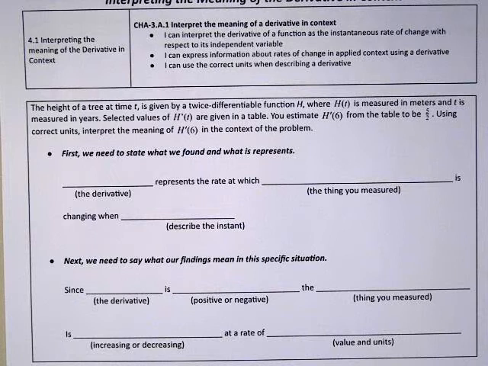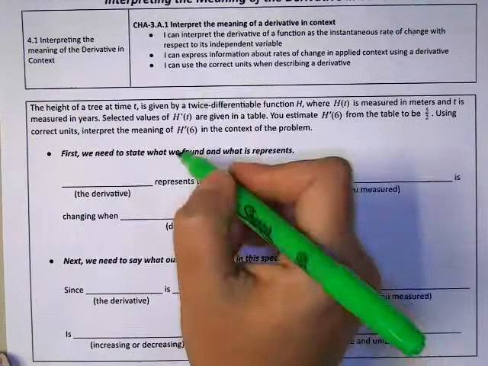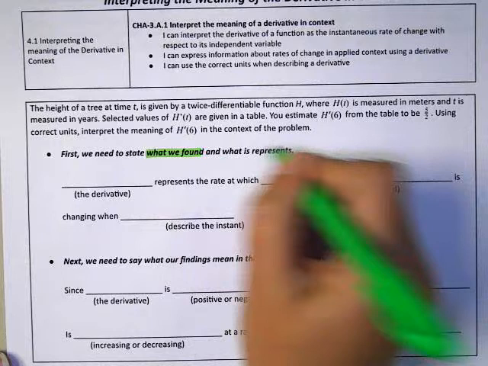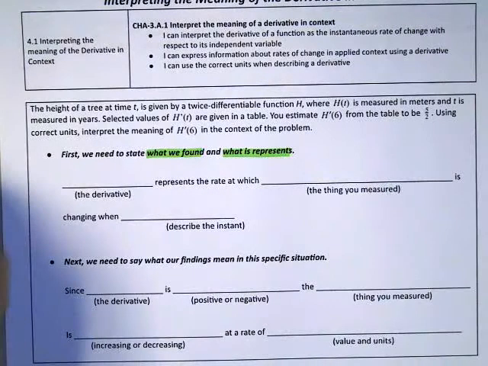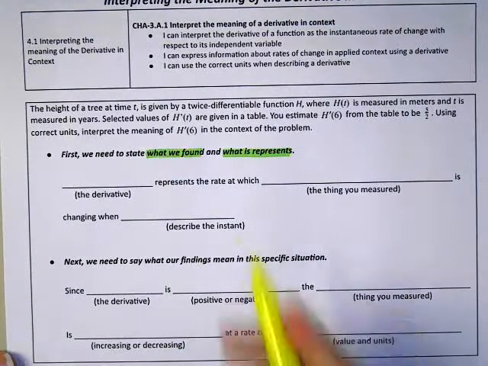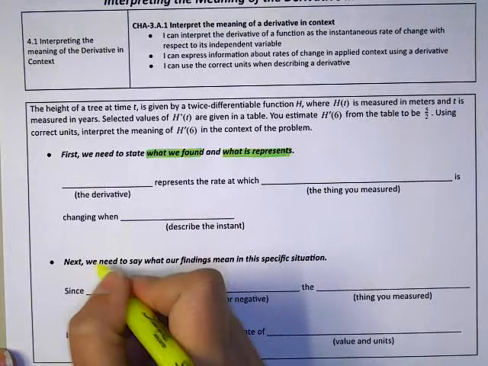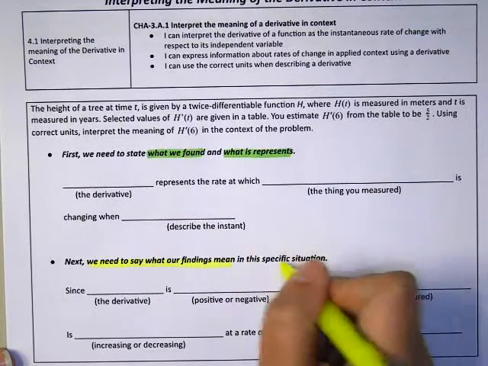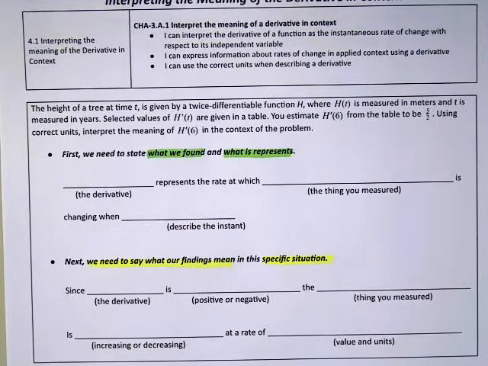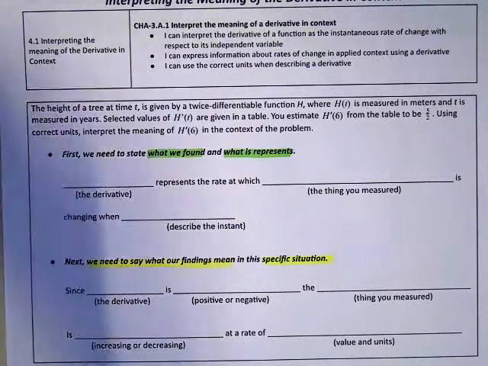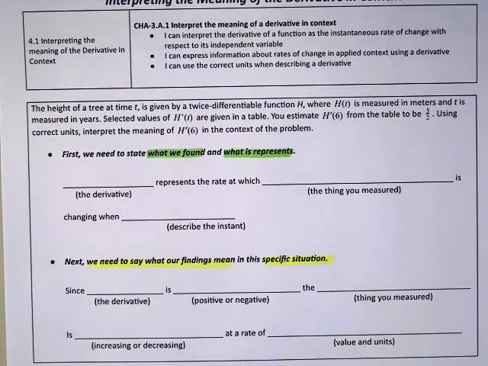Now we're going to kind of set this up as two sentences to communicate two specific ideas. First, we're going to state what we found and what it represents. And in our second sentence, we're going to state what our findings mean in this specific situation. So you want to use vocabulary that's specific to the problem. The way you can organize your thoughts here, and the reason we've given you kind of a framework to use, is that we can organize our thoughts in this method in order to make sure we don't miss anything when we're communicating our ideas.